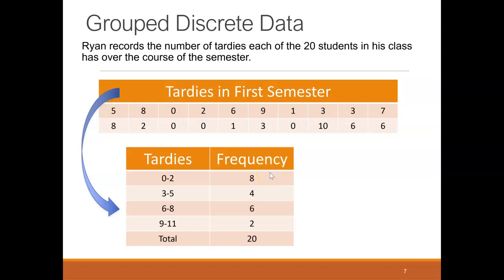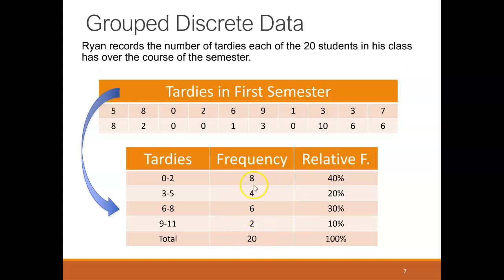What if I want to turn this into a relative frequency? I'm just going to take the 8 and divide it by 20. The 4 and divide it by 20, etc. So those are my relative frequencies. Notice they add up to 100%. That should always be the case in a relative frequency table. Or very near 100%. It could differ by a tenth or so if there's rounding involved. Everybody cool there?